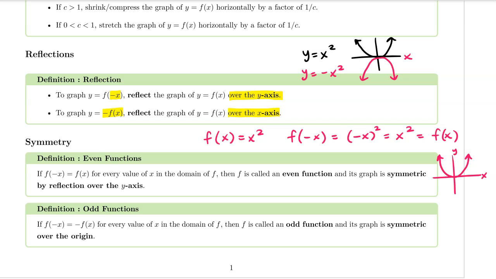Now, if f of -x is equal to negative f of x for every value of x in the domain of f, then f is called an odd function, and its graph is symmetric over the origin. This is another way of saying that if you rotate the graph by 180 degrees, it results in the same graph. So that's another way to say that something is symmetric about, or over, the origin.